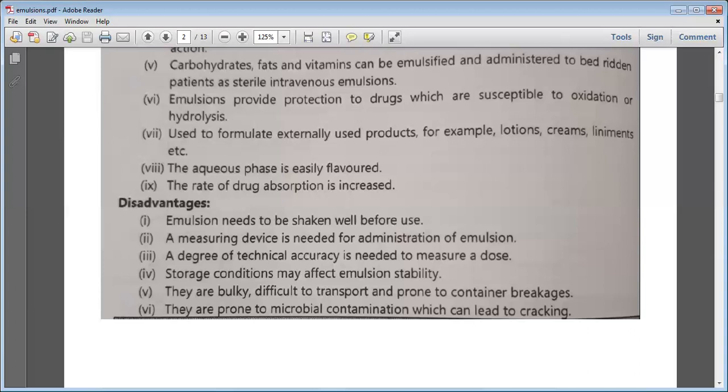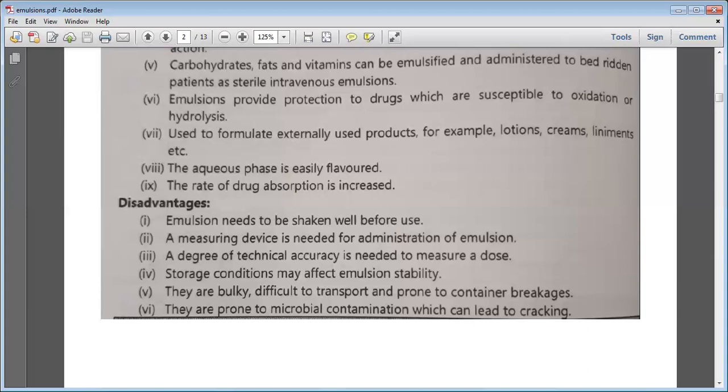So as you know that the emulsions are viscous in nature, so there may be chances of inaccurate measurement of the dose. So that is the reason that the accuracy of the dose has to be measured by using a measuring device, and it has to be seen that the dose what is being mentioned should be taken in accordance with what the prescriber has prescribed.